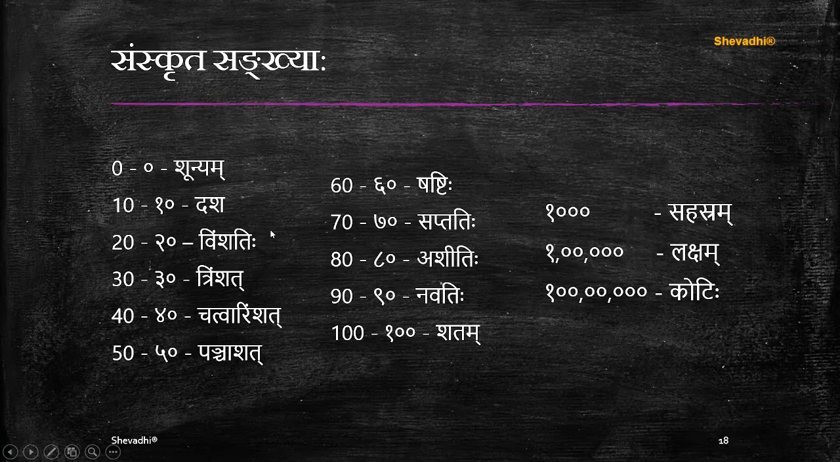So it's good to remember these main numbers. 0, shunyam; 10, dasha; 20, vimshatihi; 30, trimshat; 40, chatvarimshat; 50, panchashat; 60, shashtihi; 70, saptatihi; 80, ashitihi; 90, navatihi; 100, shatam; 1000, sahasram; 1 lakh, laksham; 1 crore, kotihi.